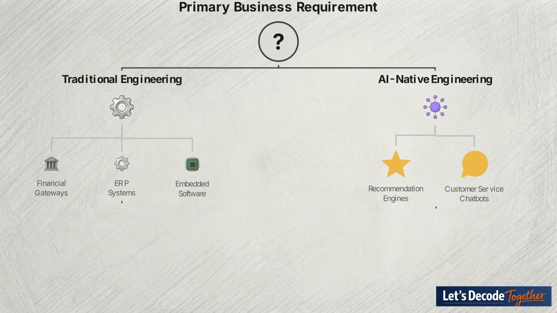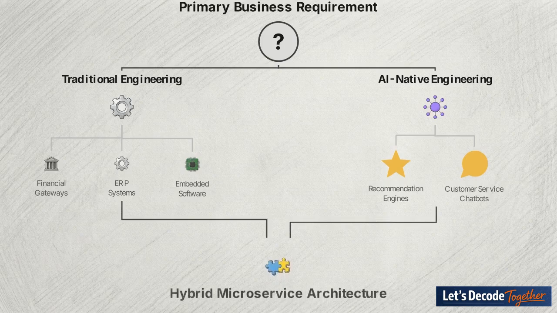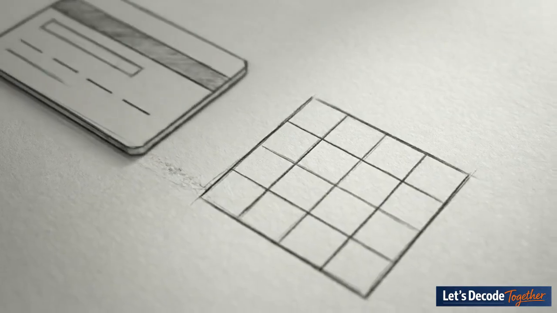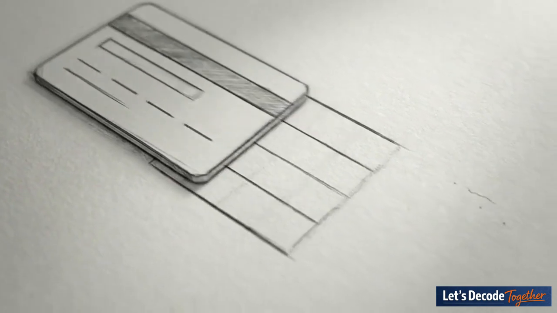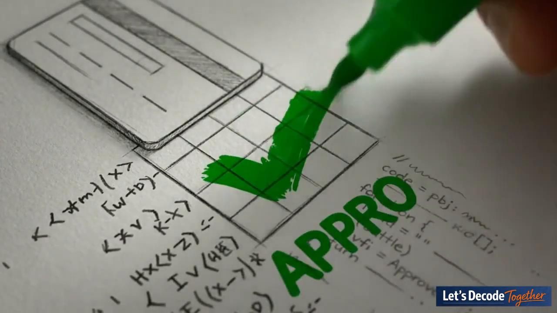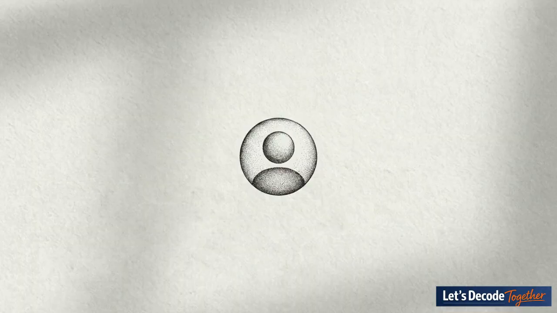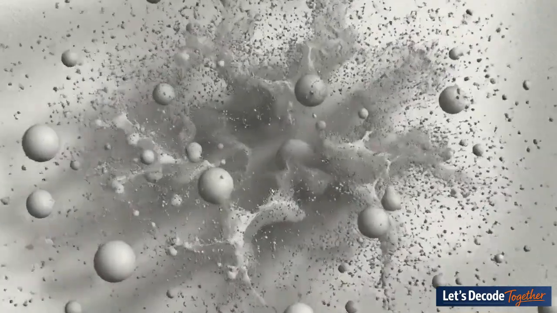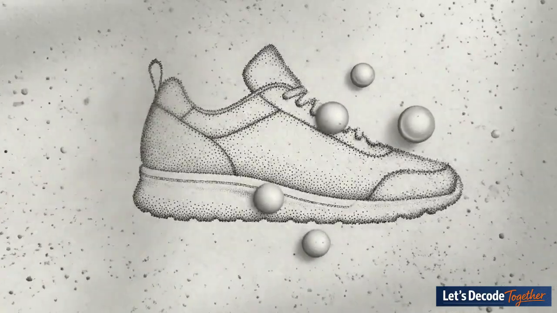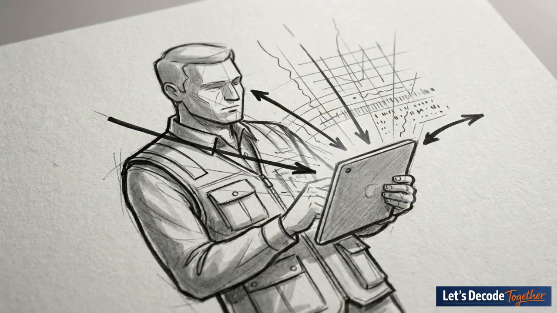In most modern enterprise applications, these two paths eventually merge into a hybrid microservice architecture. An e-commerce platform uses deterministic, traditional code to ensure that every credit card transaction is processed with perfect accuracy. At the same time, that platform uses probabilistic AI models to analyze the user's history and predict what they might want to buy next. Success in this environment requires a shift in focus.